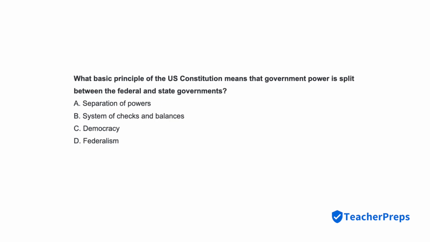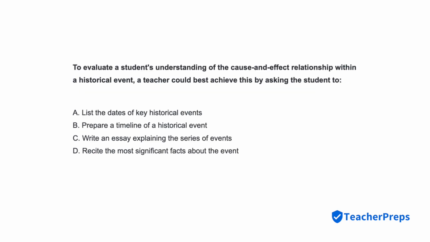What basic principle of the U.S. Constitution means that government power is split between the federal and state governments? Correct response, letter D. Federalism. To evaluate a student's understanding of the cause and effect relationship within a historical event, a teacher could best achieve this by asking the student to, correct response, letter C, write an essay explaining the series of events.